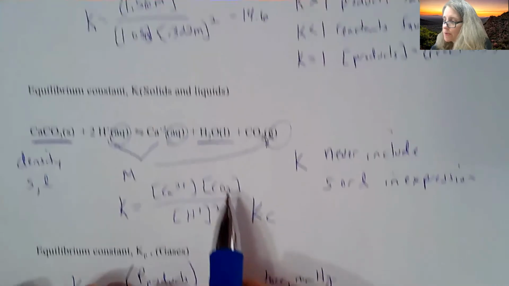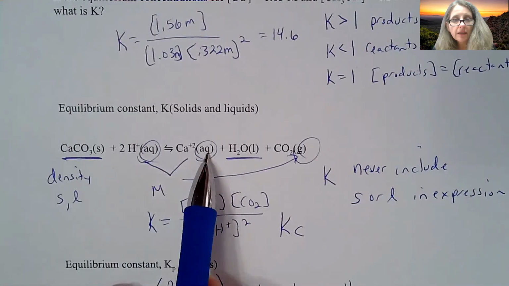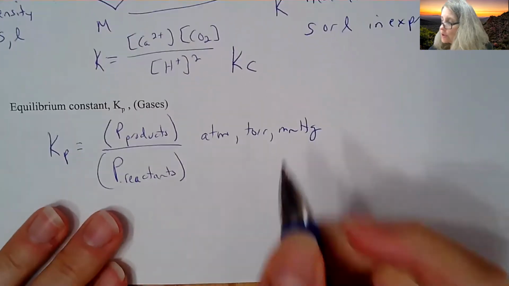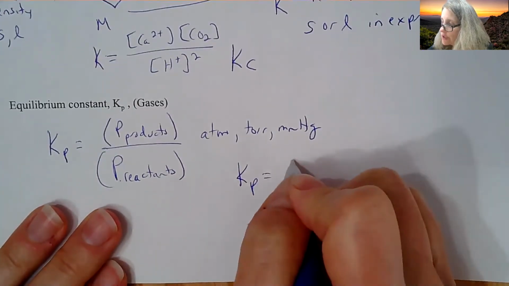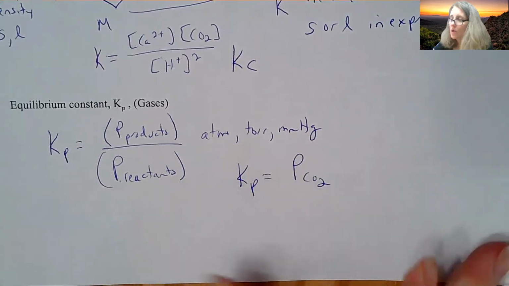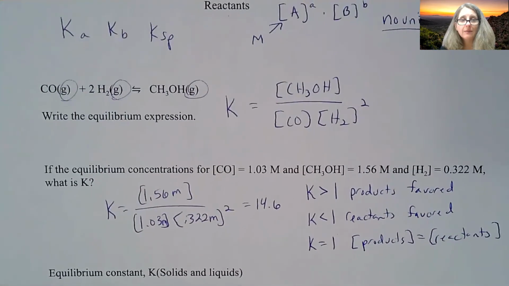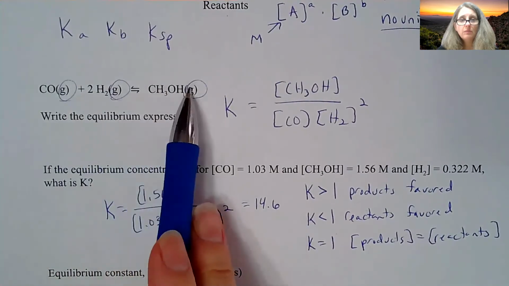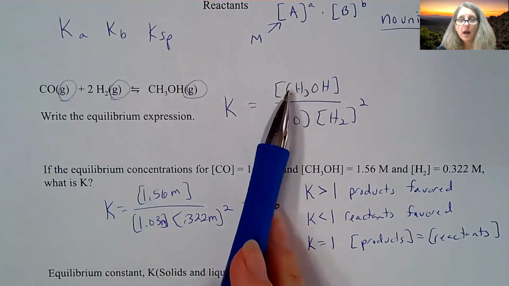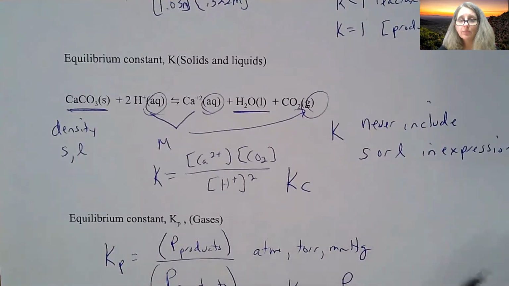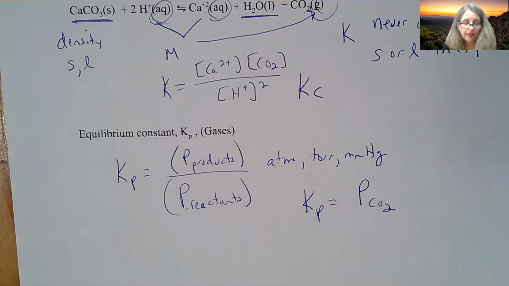So for this particular reaction, the only gas we have is the CO2. So my Kp would actually just be the pressure of CO2. That looks different from the Kc. Now, if I went back up to this equation, this would be exactly the same. I would just take the brackets away and put parentheses and put pressure instead. So it's again exactly the same setup.